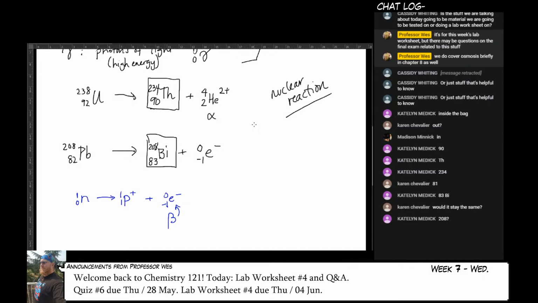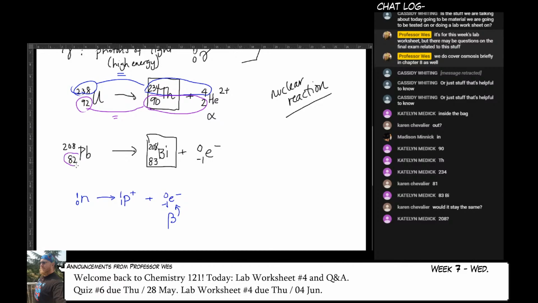So that's beta radiation. What we have done in both of these examples here is that we have taken the mass numbers on the top and we have made sure that they equal each other. And then we did the same thing with the atomic numbers on the bottom here. So the numbers on the top have to be equal on both sides, and the numbers on the bottom have to be equal on both sides. All of the components have to add together to make the total.